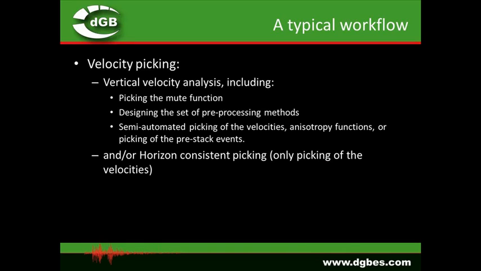The typical workflow continues after the data loading with the velocity picking step. This velocity picking step comprises the vertical velocity analysis that includes picking and setting up a mute function. It includes designing the set of pre-processing methods, and it also includes the semi-automated picking of the velocities, the anisotropy functions, or the picking of the PreStack events.